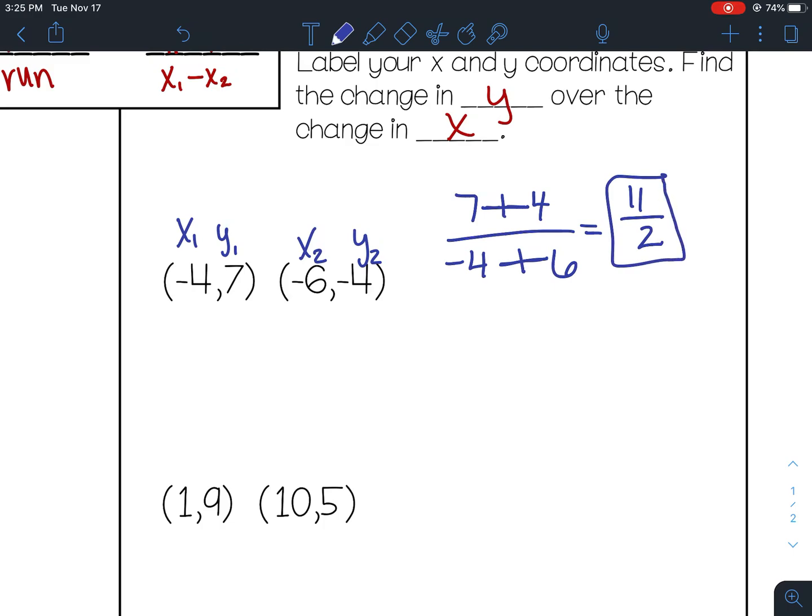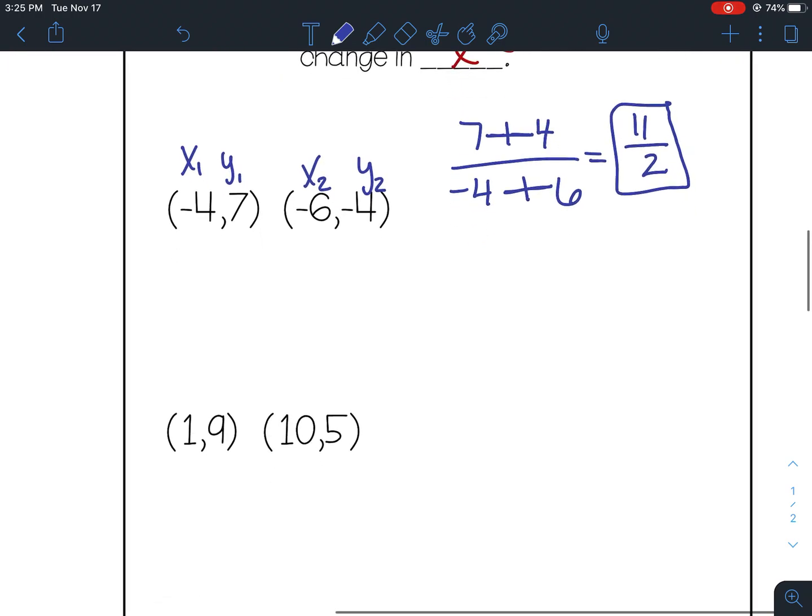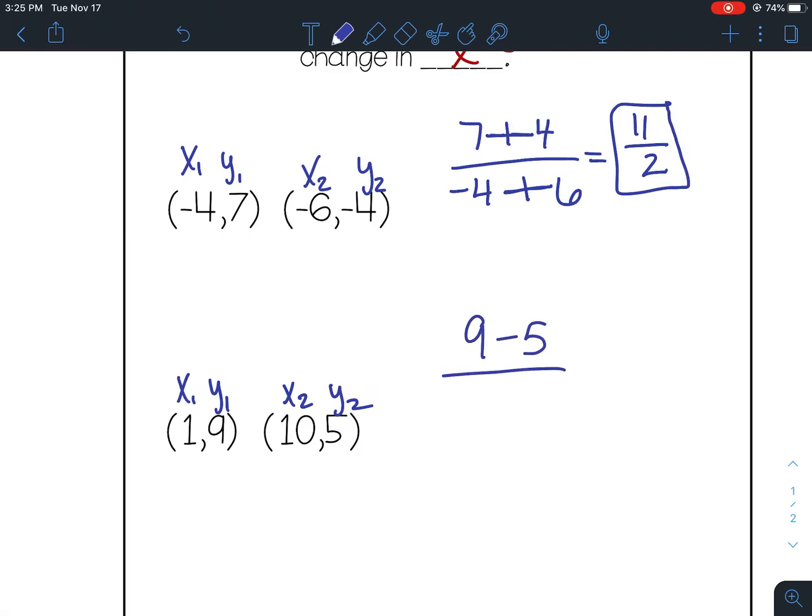Please don't feel bad if you get to use a calculator for any of these. No big deal. All right, let's do our second example here. Again, I have to label them x1 and y1, x2 and y2. And I'm just going to do the same thing of subtracting. So I'm doing 9 minus 5. Because I did my 9 first, I have to do 1 minus 10. 9 minus 5 is 4. 1 minus 10 is negative 9. So my answer is negative 4/9. If you can reduce any of these, please reduce your slope.